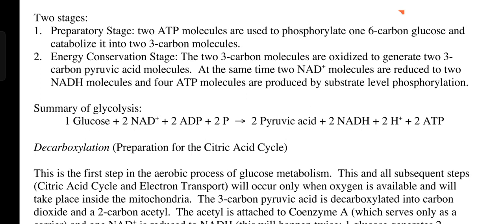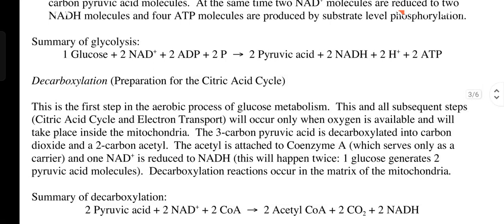Number one, preparatory stage. Two ATP molecules are used to phosphorylate one 6 carbon glucose and catabolize it into two 3 carbon molecules. Energy conservation stage. The two 3 carbon molecules are oxidized to generate two 3 carbon pyruvic acid molecules. At the same time, two NAD positive molecules are reduced to two NADH molecules and four ATP molecules are produced by substrate level phosphorylation.